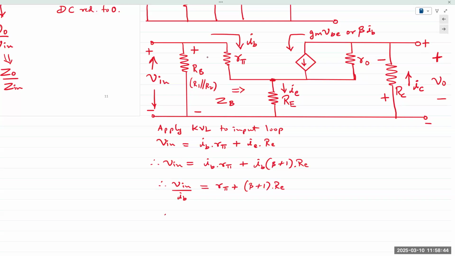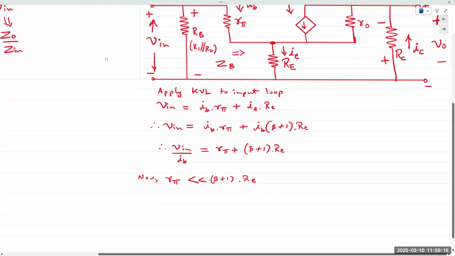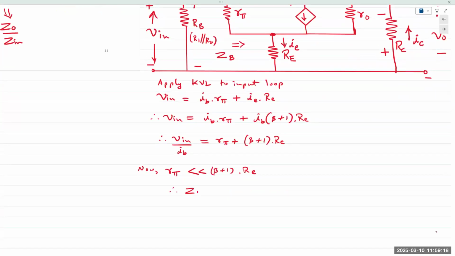So I can write, if I make an assumption, r pi typically would be far, far less than beta times RE. RE is 1 or 2 kilo ohms, and your beta is about 35 to 100, typical values. Your r pi is going to be far less than (beta plus 1) times RE. And so I can simply state ZB is approximately equal to beta times RE.